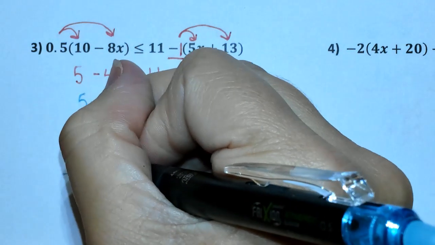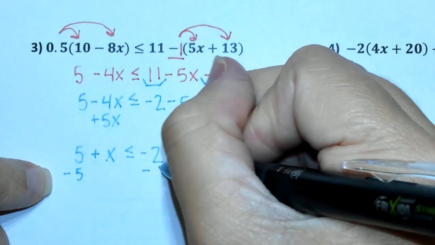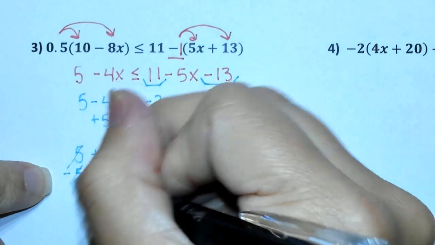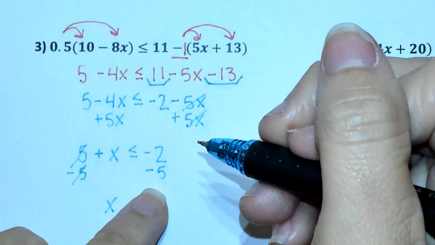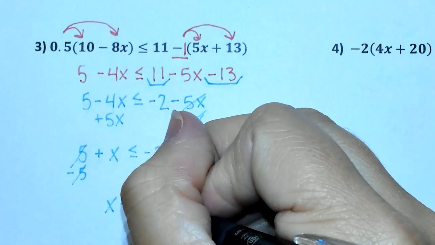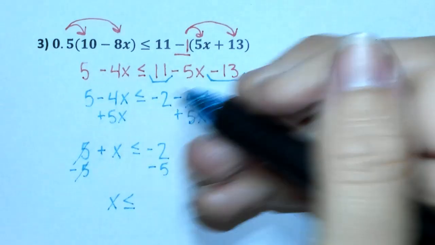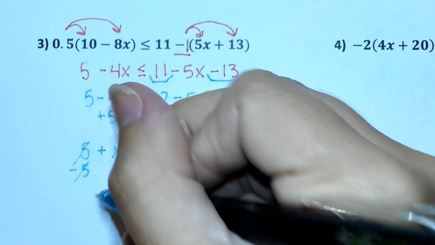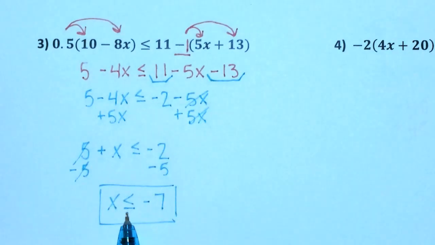Last step, I would subtract 5 from both sides, so positive 5 to get rid of it. Okay, I subtract to take away 5. Got a positive x. My sign doesn't change. I'm subtracting by 5, but the sign only changes if you are dividing or multiplying by a negative number. All right, so negative 2 minus 5 is negative 7, and my sign didn't change. So this is x is less than or equal to negative 7.